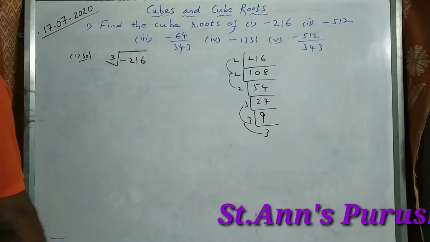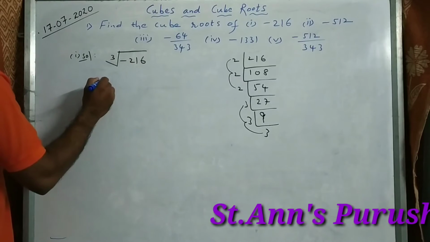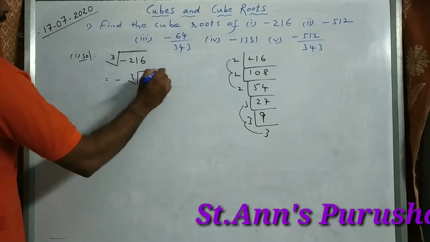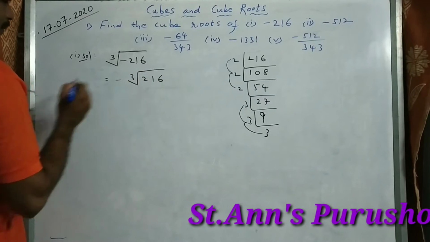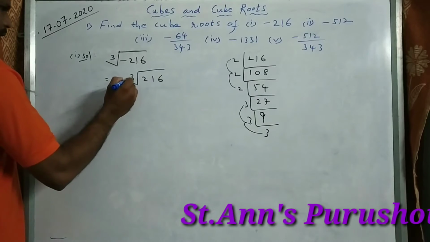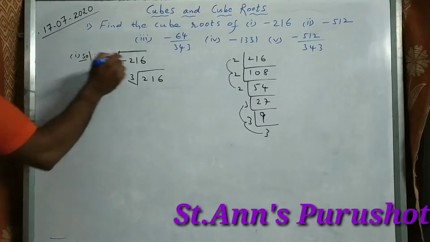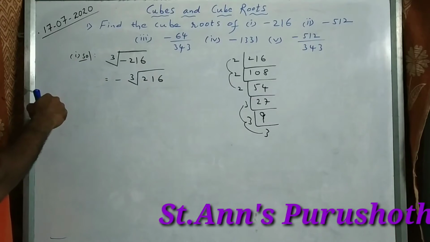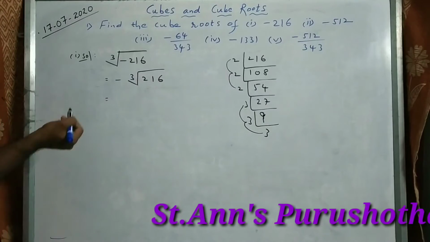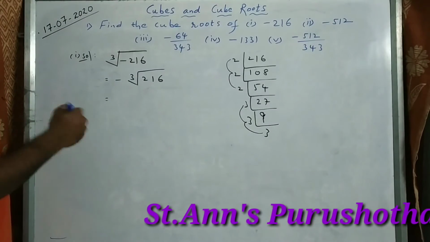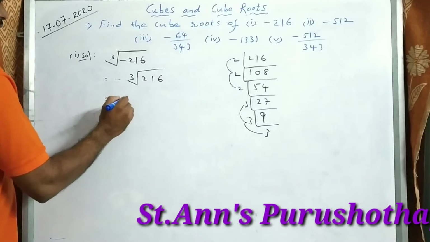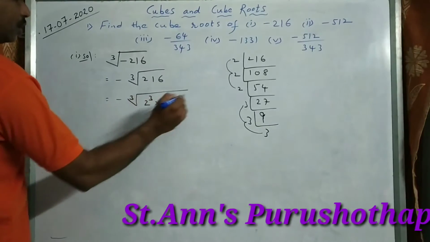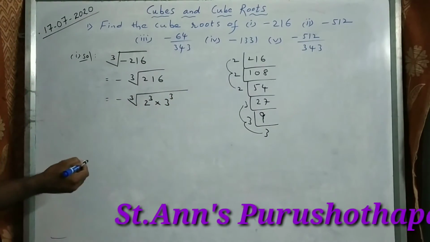When we find the cube root of a negative number, again we will get a negative number, right? This minus can be brought outside. Remember this point. Whenever we find the cube root of a negative integer, that minus can be brought outside, because the cube root of a negative number is always negative.